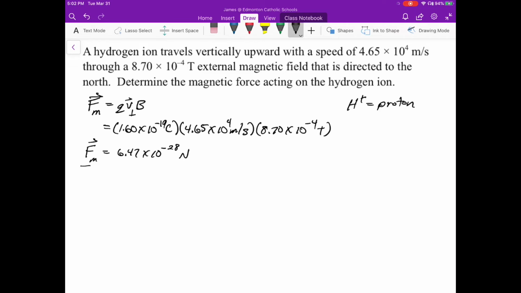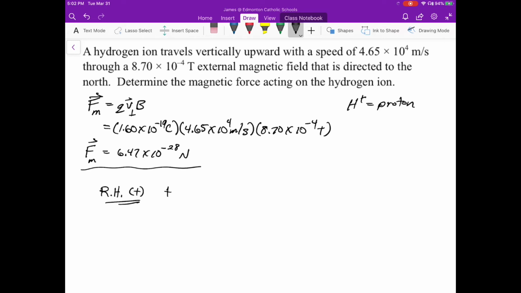So the magnitude is not necessarily the hard part. However, the direction is not hard either, but you've got to figure out the direction separately. So we've got a positive particle, so you've got to use your right hand.